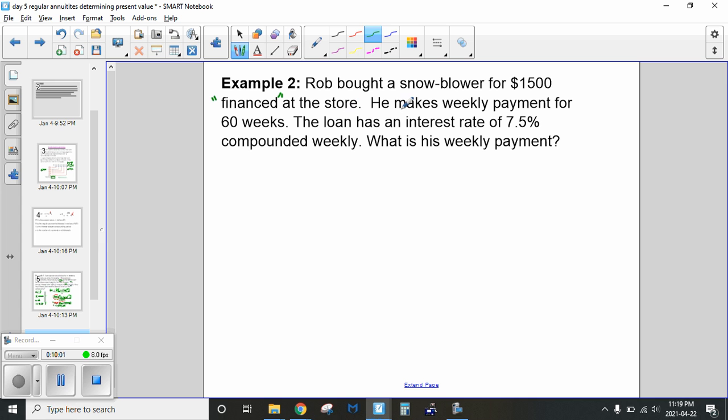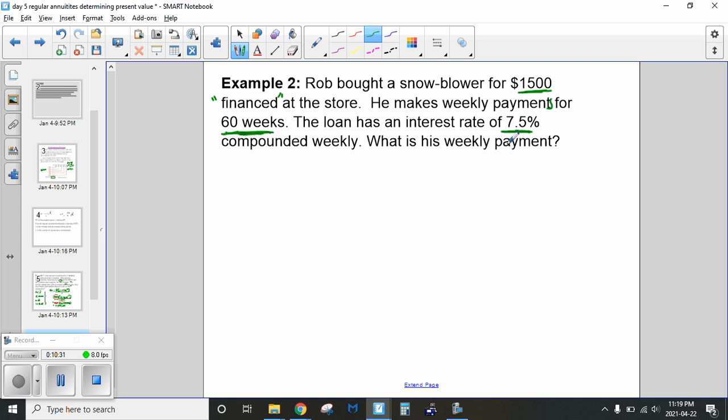He's going to make weekly payments for 60 weeks, which is, I think, 5 years. If you do that divided by 12. Oh, 60 weeks. I'm thinking months. Anyway, so we can figure out what that is. It's just over a year. And the loan has an interest rate of 7.5% compounded weekly.